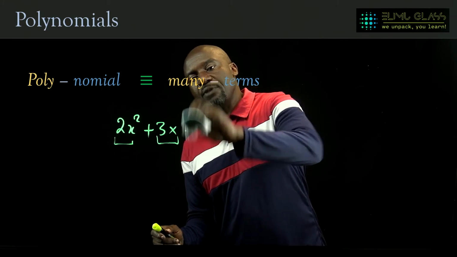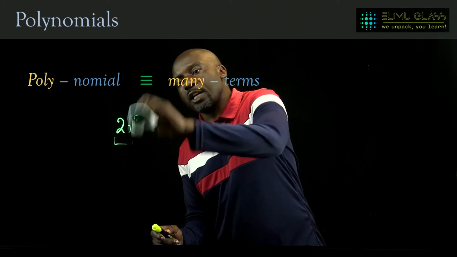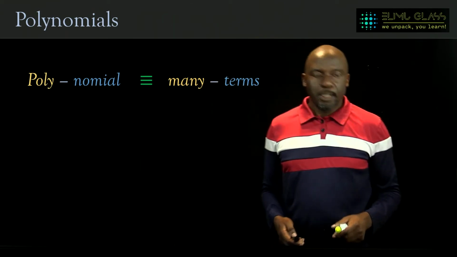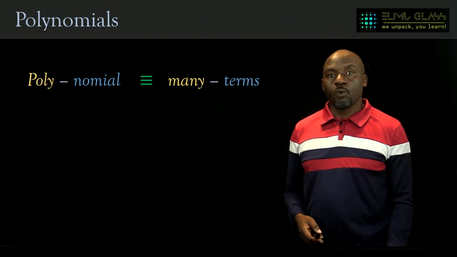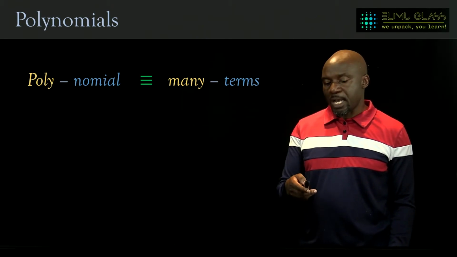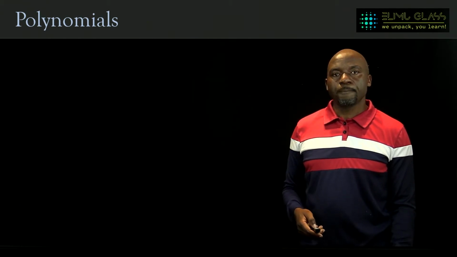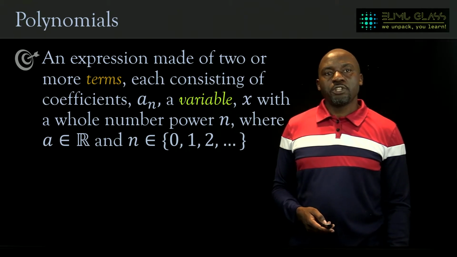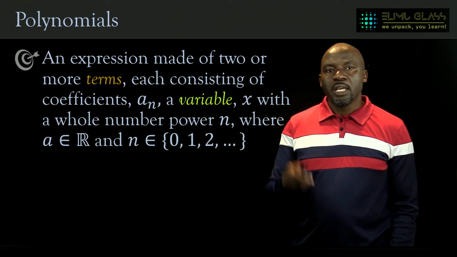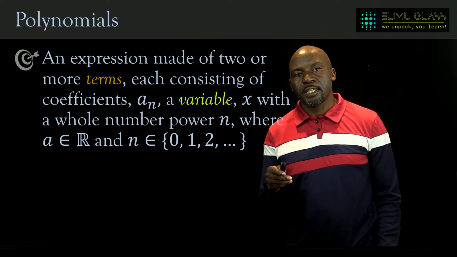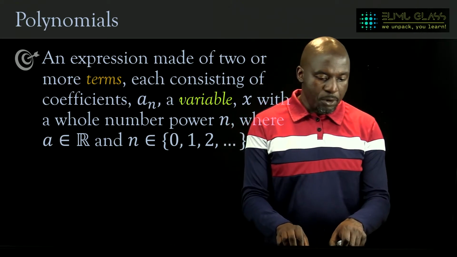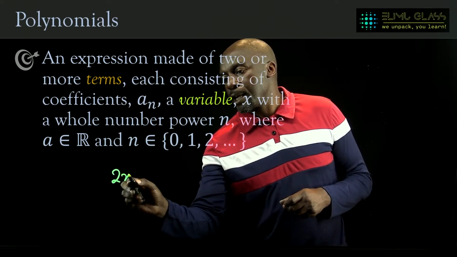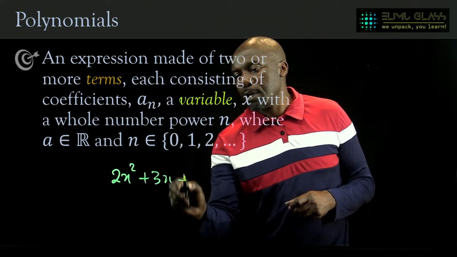Many of you will be familiar with quadratic expressions and quadratic equations. So a polynomial, from the two words poly and nomial, means an expression with many terms. First of all, let's just look at parts of a polynomial. An expression made of 2 or more terms, each consisting of a coefficient. So like I wrote there, 2x squared plus 3x plus 1.